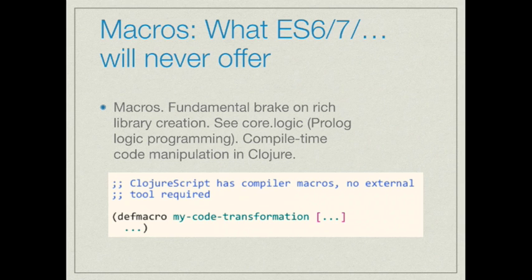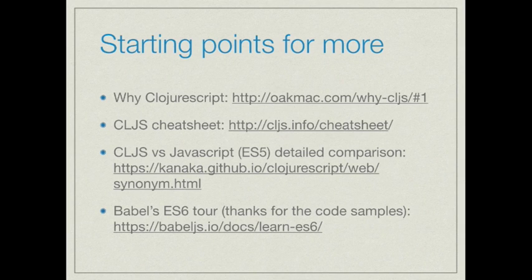So, starting points for more. Why ClojureScript is a great review of what ClojureScript lets you do in the browser. The cheat sheet here as well lets you see at a glance the ways of translating between JavaScript to ClojureScript and vice versa. ClojureScript versus JavaScript is a detailed comparison with more code examples of what I showed you before. And this is the Babel.io compiler that I spoke about for converting ES5 to ES6. It's really insightful as well.